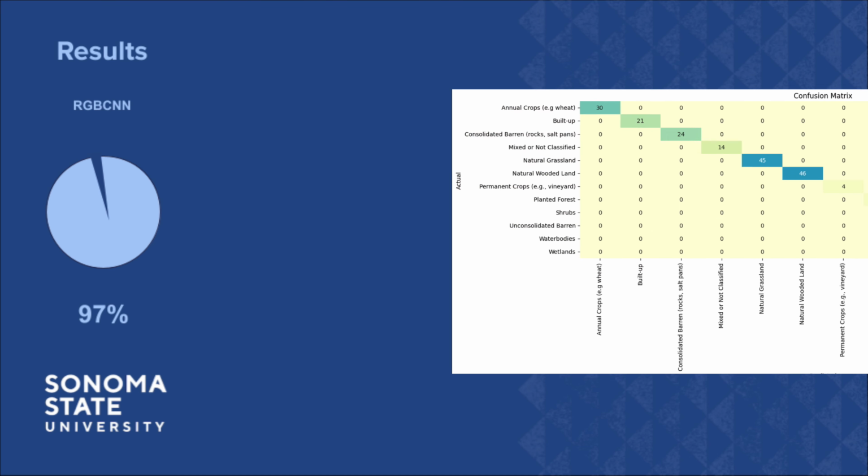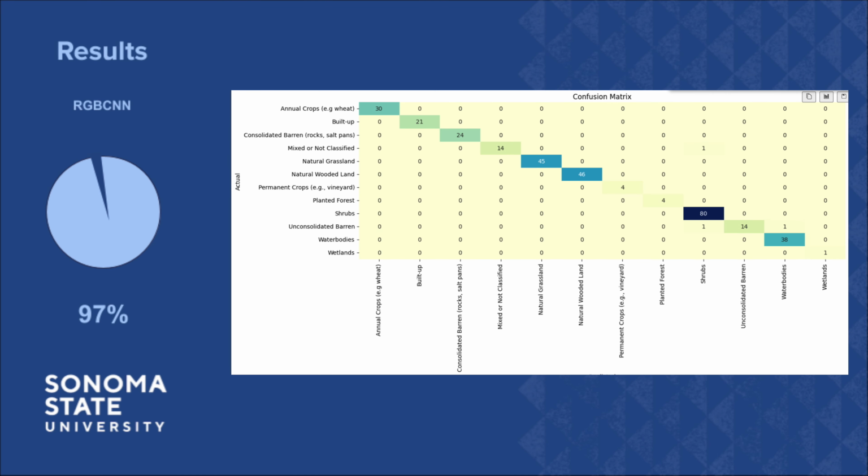Furthermore, here is a confusion matrix depicting this model's predictions. The number of predictions on the diagonal line represent the number of images in each category that were correctly predicted. Images above or below the diagonal line indicate the number of images that were incorrectly classified. From this confusion matrix, we're able to visualize just how accurate RGBCNN really is.